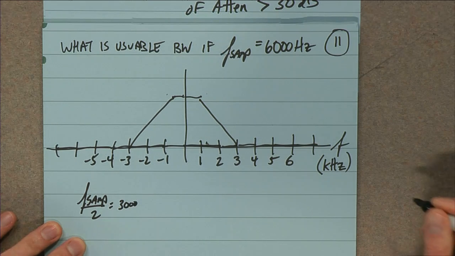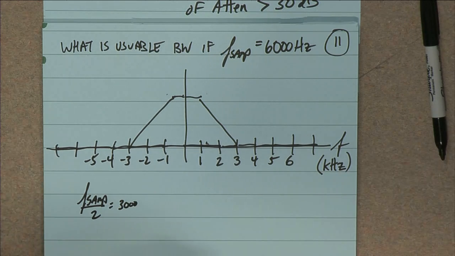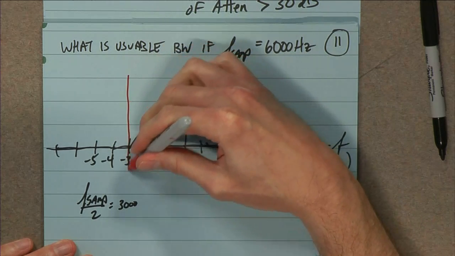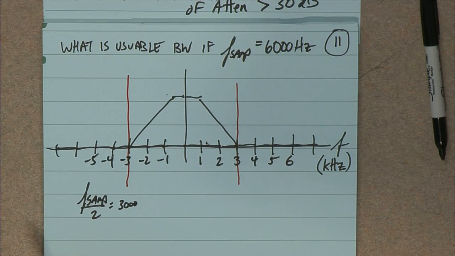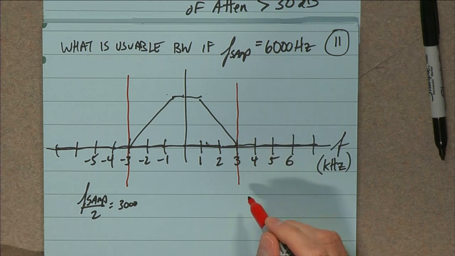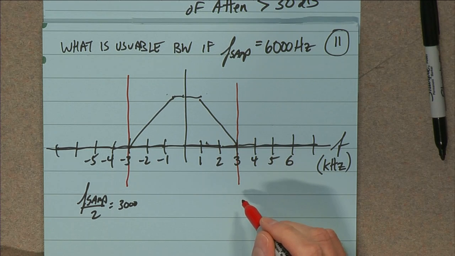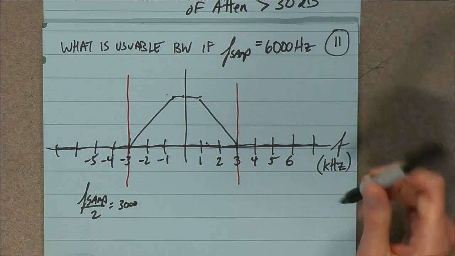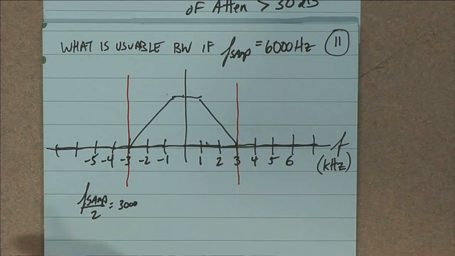3,000. So we'll go back to our colorful pens and say there's my fsamp. Well, how about that? There's really nothing. Everything outside this is less than 30 dB. So that's good news. So what's the answer then? Well, you could say the entire bandwidth is controlled, but is it really usable?